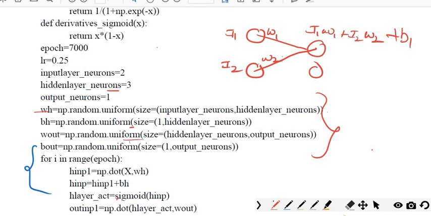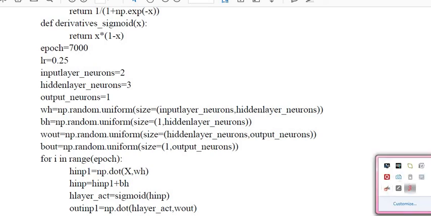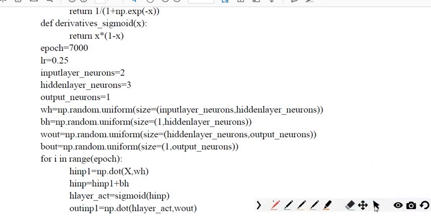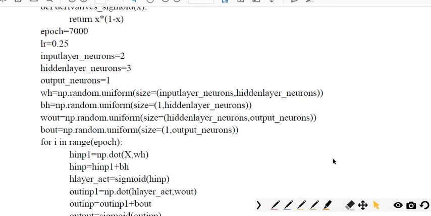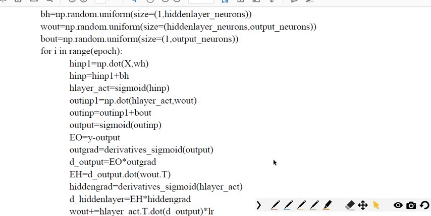As you can see, we are taking uniform random values for the weights, and then we calculate the values using the sigmoid function. Then we repeat it until we reach our epoch value, which is equal to 7,000. So 7,000 times the same thing will be repeated here.